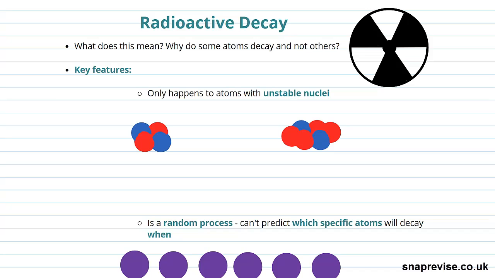So in this video we're going to look at radioactive decay and some of the types of decay that we need to know about. So what does radioactive decay actually mean? Why do some atoms decay and not others? So now let's look at the key features of radioactive decay.